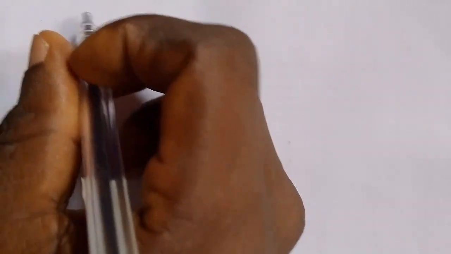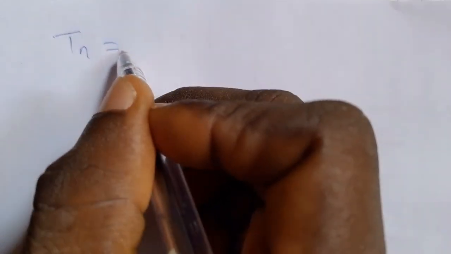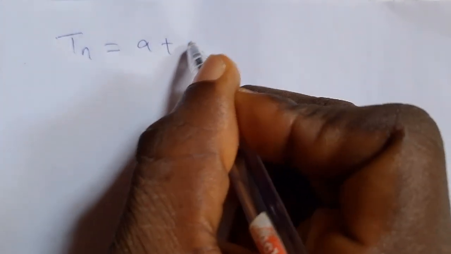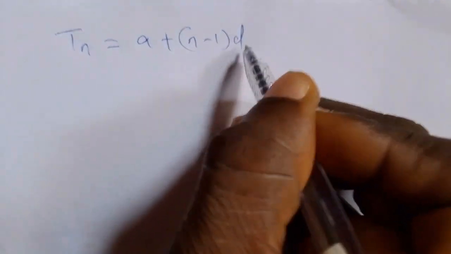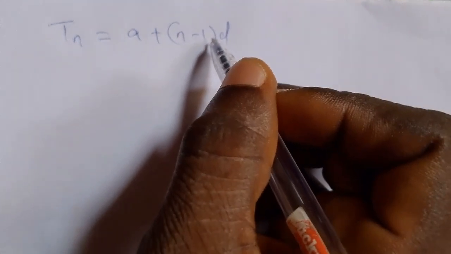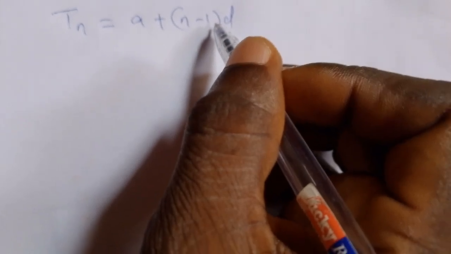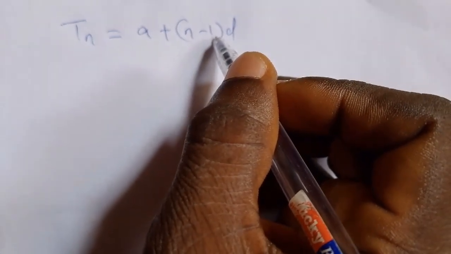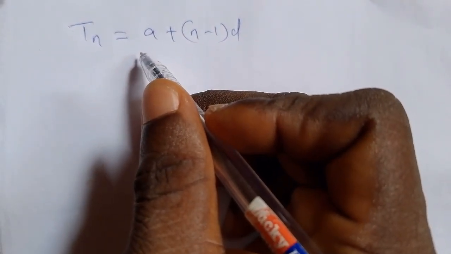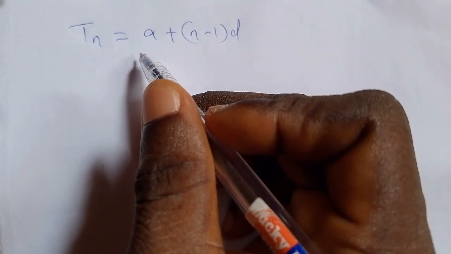A few days ago, I was teaching one of my students arithmetic progression, and the nth term of an arithmetic progression is Tn equals a plus (n minus 1)d. The question says that the third term of an arithmetic progression is 13, while the seventh term is 29. The question says we should find the first term and the common difference.